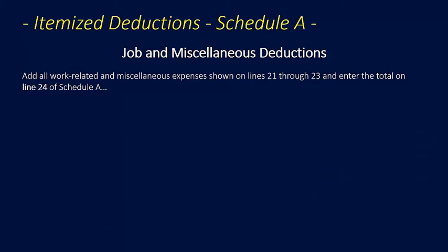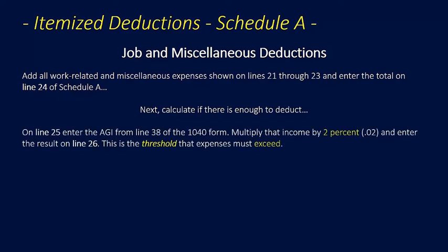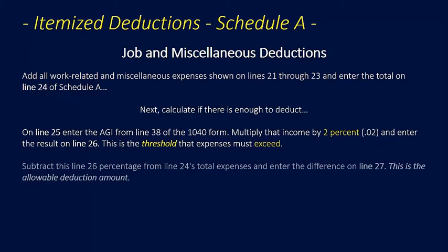Add all work-related and miscellaneous expenses shown on lines 21 through 23. Enter the total on line 24 of the Schedule A. Next, we calculate if there is indeed enough to deduct. On line 25, we enter the AGI from line 38 of the 1040. We multiply that income by 2% and enter the result on line 26. This is the threshold that expenses must exceed.